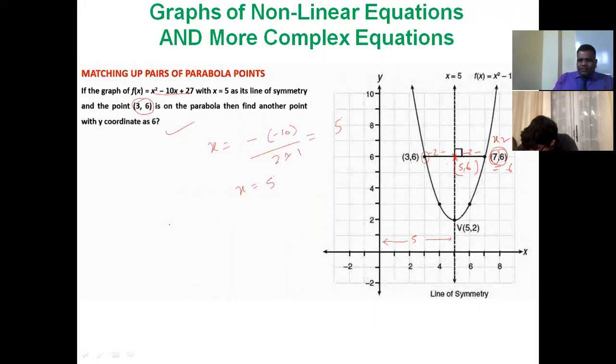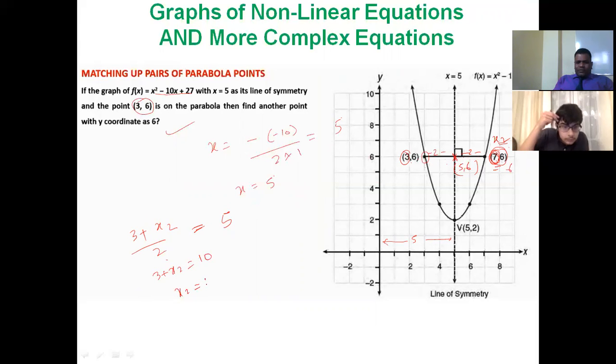Now by using a mathematical equation, let us assume the x coordinate of this point is x2. This plus this divided by 2 has to be equal to the axis. So we can say 3, the x coordinate of the first point, plus x2, the second, divided by 2 has to be 5. That is the way we find the axis of symmetry. So just do cross multiplication. 3 plus x2 is equal to 10. So x2 is equal to 10 minus 3, which is 7.